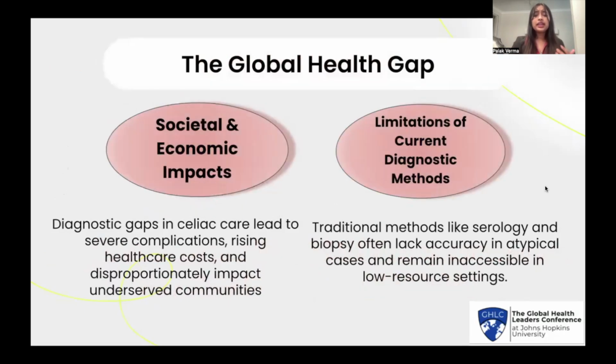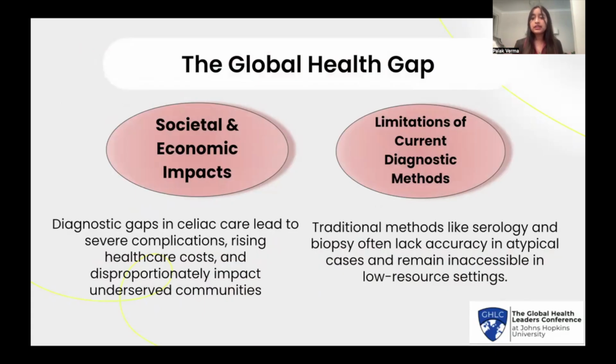There's also a huge global health gap. Delayed diagnosis causes preventable harm and strained healthcare systems. For rural clinics without access to endoscopies and advanced testing, the need for an easy and scalable solution is urgent.